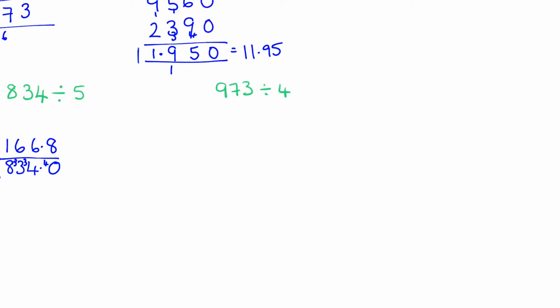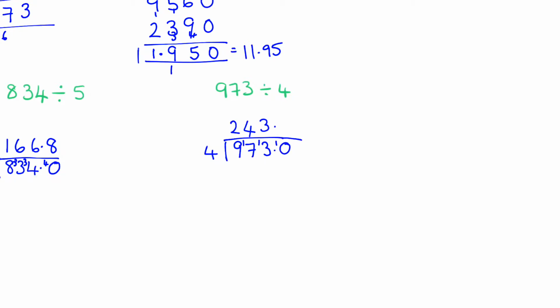Okay, the next one, 973 divided by 4. Again, we can see this is not going to work out exact because 973 is not an even number. So 4 into 9 goes twice, carry 1. 4 into 17 goes 4 times, and again carry 1. 4 into 13 goes 3 times, and again carry 1. But there's nothing to carry that one on to, so we put a 0.0.